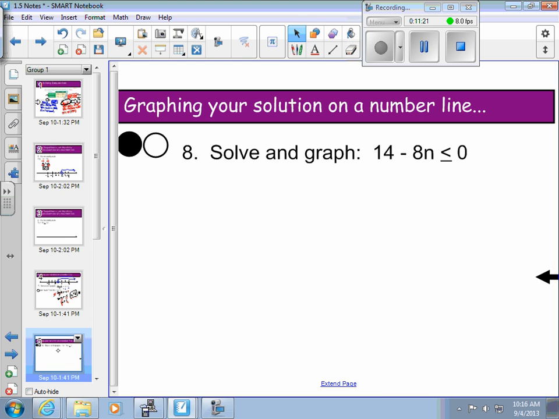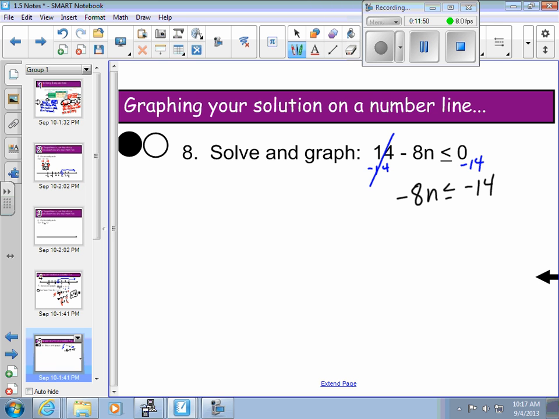So look at number 8. On number 8, again, we want to do some solving and graphing. So let's solve this one out. First thing we need to do is get our constant terms away from our variable terms. So let's start out, and there's some different ways you could do this. Let's start out by subtracting 14. We got that gone. We're left with -8n is less than or equal to -14.